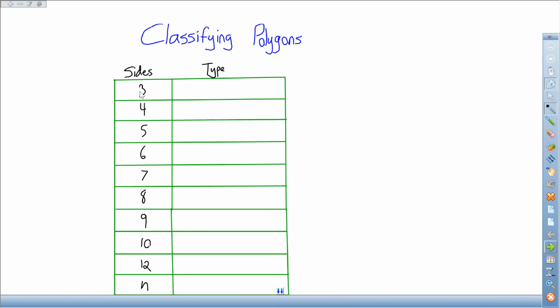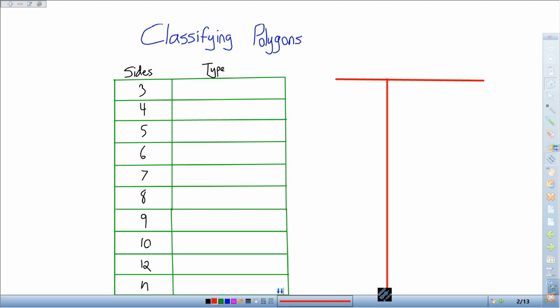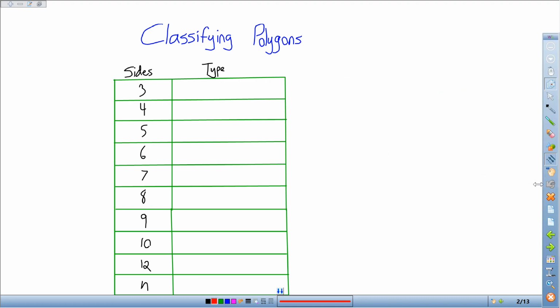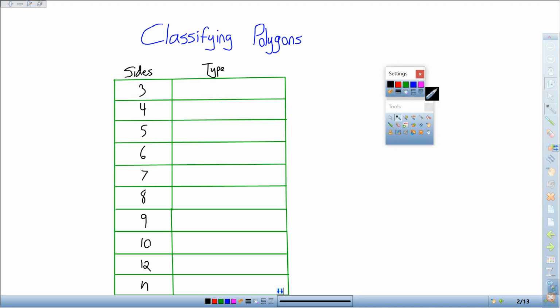All right. So on this here, you can copy this on your paper instead of making a fancy chart like mine. If you just want to do a little T-chart like this, and then have your sides and the type on the right, we can just go through this. So the first one here, the side lengths of the polygon, three sides. What is that polygon called? This is the one we've seen the most, right? This is a triangle. We all know that.